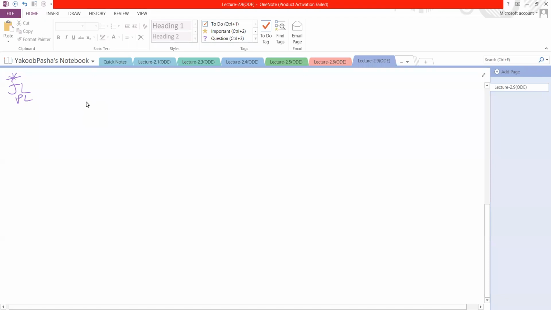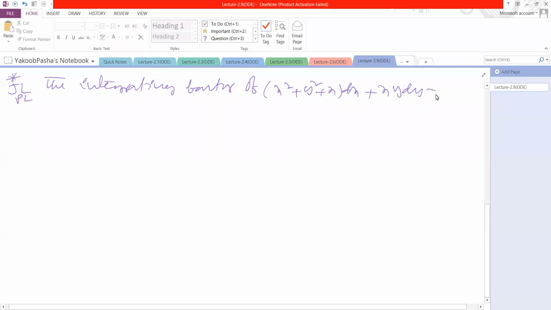Today we'll continue with integrating factors, how to find the integrating factor for non-exact differential equations. First, I am taking one problem. The integrating factor of (x square plus y square plus x) dx plus xy dy is equal to 0 is.